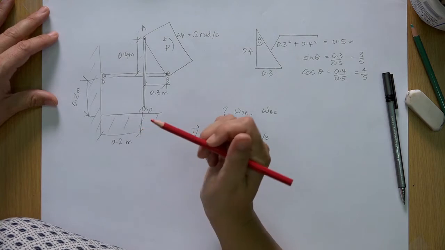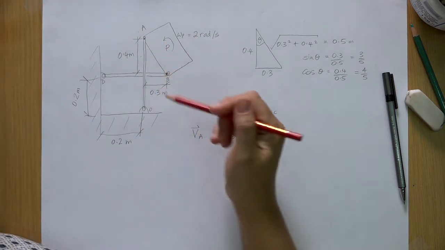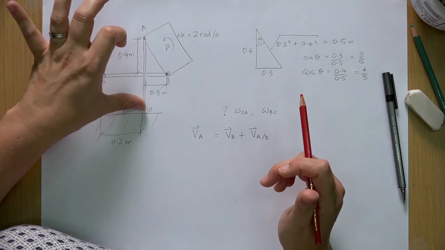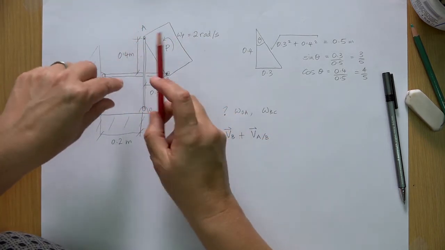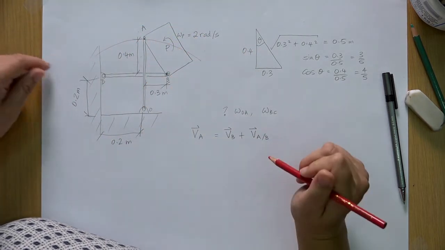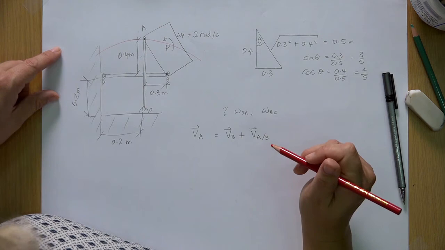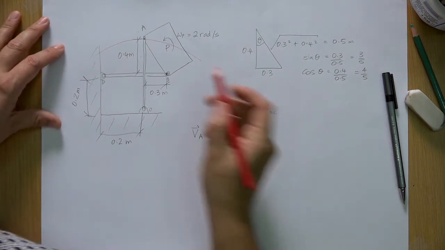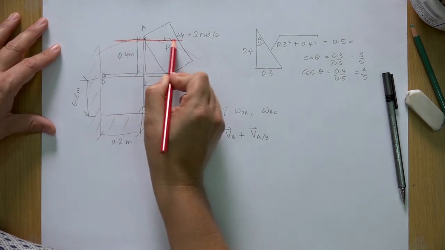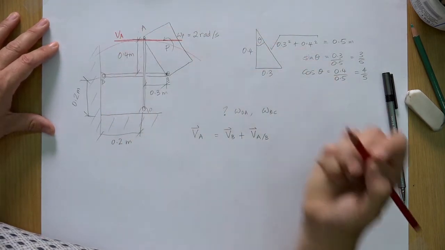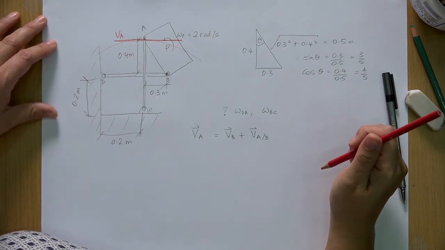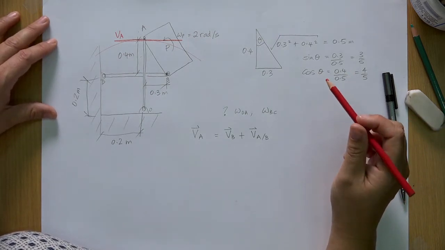Well, I know that point A is connected rigidly to point O. So point A can only move in a circle around point O. It is constrained by the rigid connection to move in a circle around point O. Instantaneously, that means that point A's motion must be horizontal. At this stage in the problem, I don't know if point A is moving to the left or to the right, but I do know that it must move horizontally.